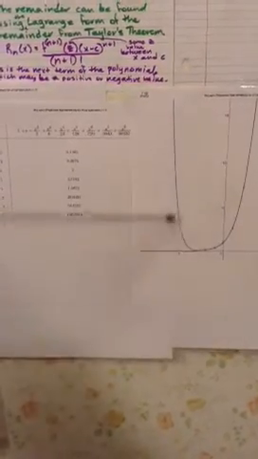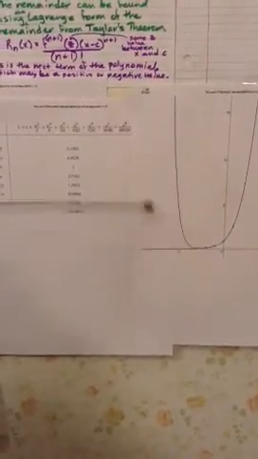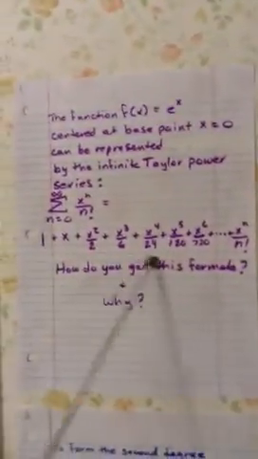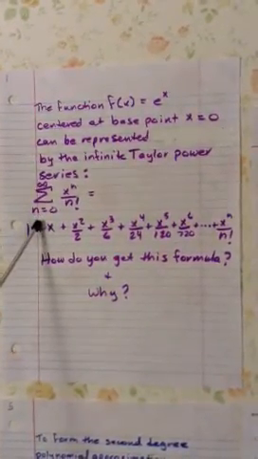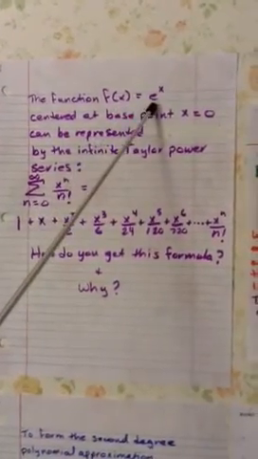and we will keep picking up more and more points, and eventually these graphs will match until we will have the equation over here that we started with, and that will be our formula for the representation for f of x equals e to the x.